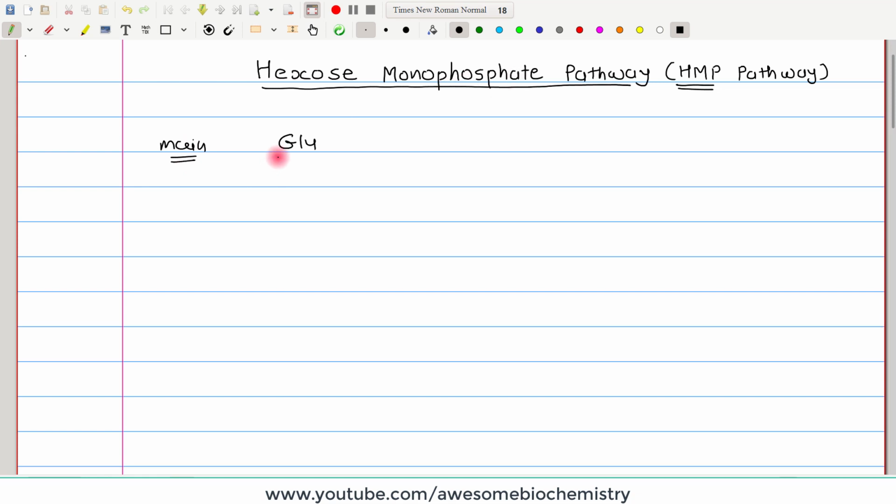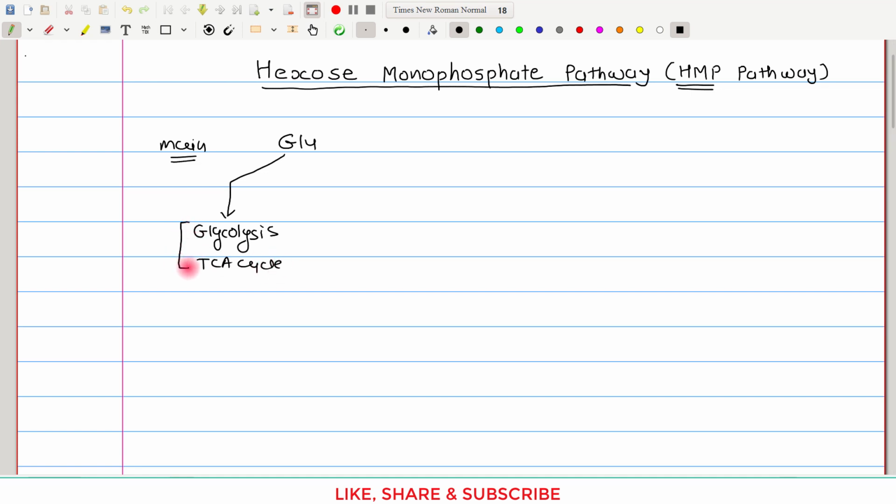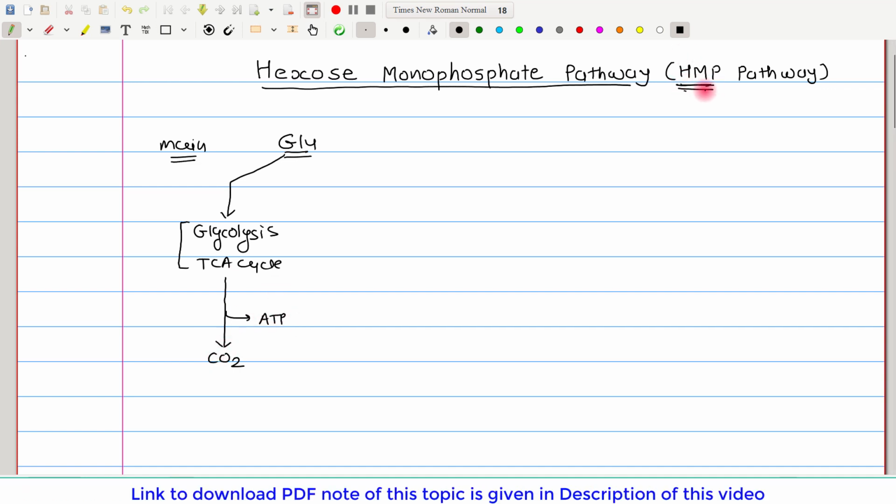is not the HMP pathway. Rather, glucose mainly undergoes oxidation by glycolysis, which is followed by the TCA cycle. And by this main oxidation pathway, glucose gets completely oxidized and broken down to carbon dioxide. And during this oxidation, energy is released in the form of ATP. This HMP pathway is the alternative oxidation pathway for glucose.